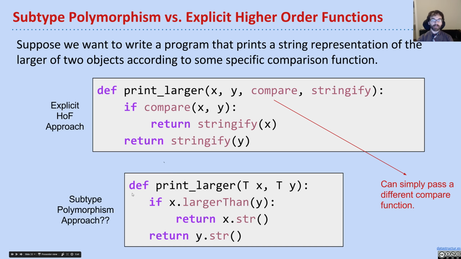How do we do that with subtype polymorphism? That's going to be your question to ponder on this blue slide. So this print larger function, it takes 2 objects of the same type, it calls larger than, here we stringify whichever one's bigger, and the question is, how can you augment this code to support multiple orderings? So this one already automatically supports multiple orderings because you could simply pass a different compare function. So the question is, what could you do here?